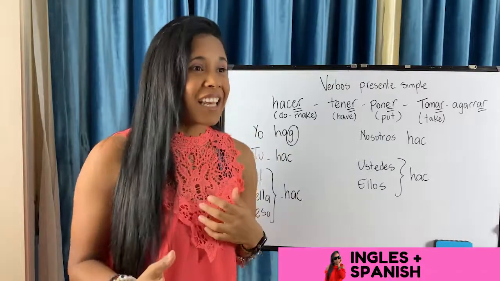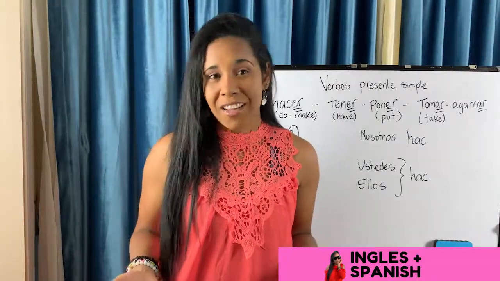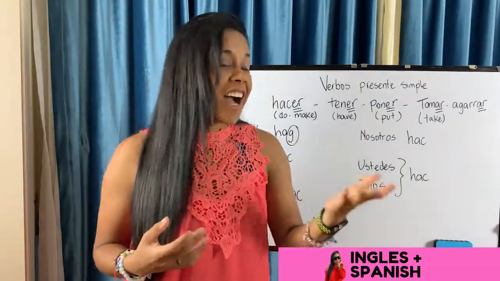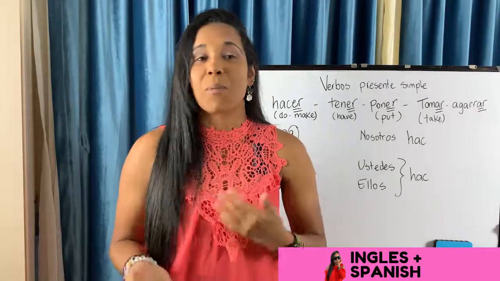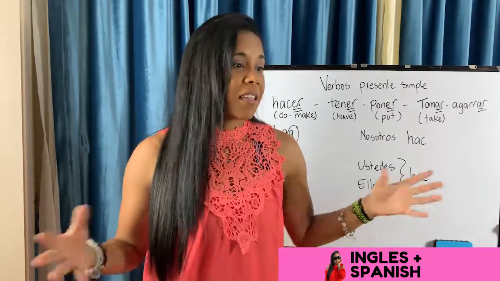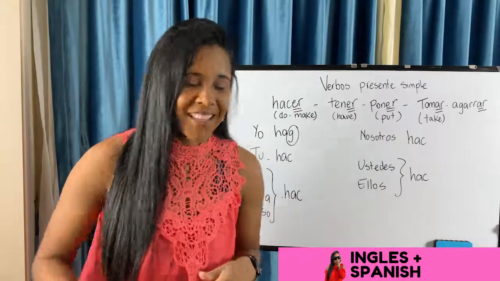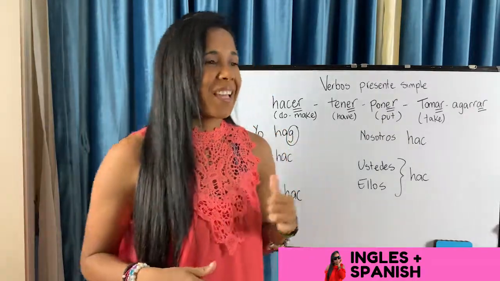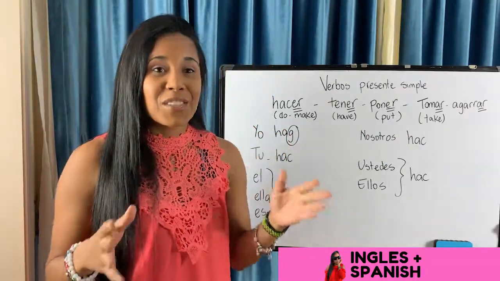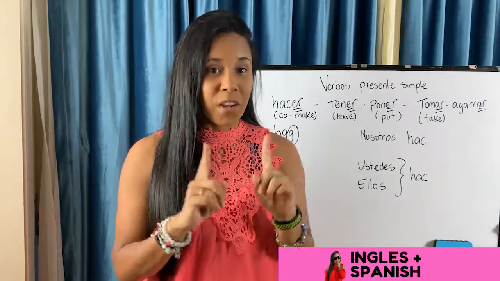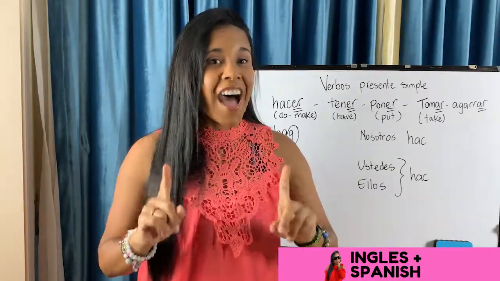Okay, so in English, you say, I do my homework, right? And I make the lunch or I make the breakfast. I make a robot. Let's make a robot. That's a lesson I had last week in my school. So you say make and do for one verb in Spanish, which is hacer.